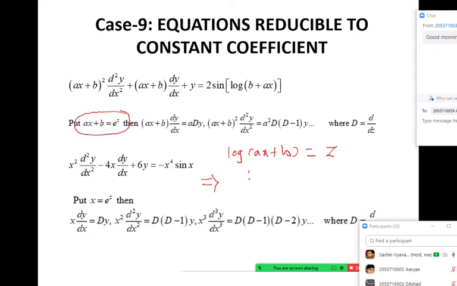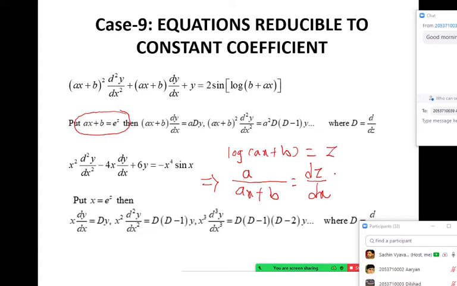First of all, it is 1 upon ax plus b into the derivative of x, so a upon ax plus b. That's correct. Very good. This is equal to, now we are differentiating with respect to x, so the RHS will become dz by dx. Our aim is to get the value of ax plus b into dy by dx. Remember we are replacing ax plus b equal to e raised to z, and taking log on both sides, log of ax plus b is equal to z.